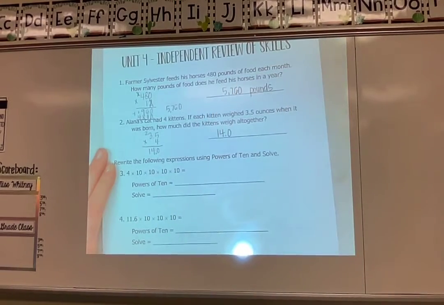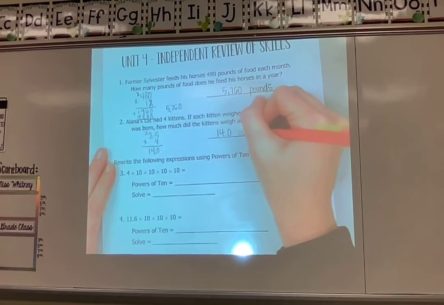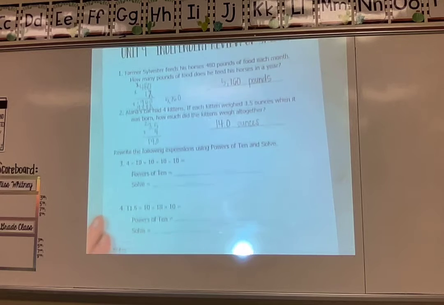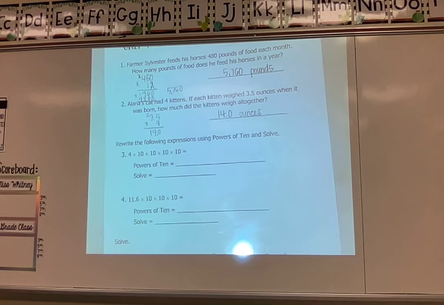14.0, looking for that label. It's talking about the weight of the kitten, so that would have to be ounces. Alrighty, moving on down. It says rewrite the following expression using powers of 10 and solve.